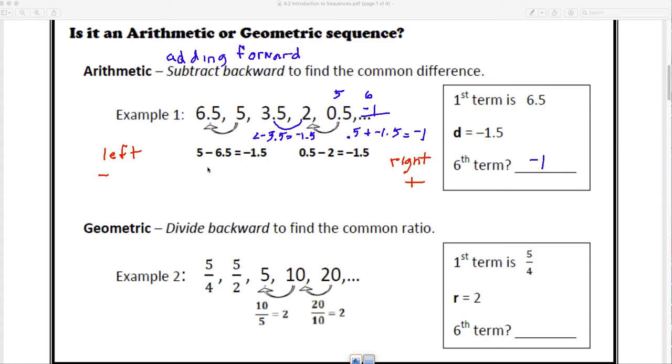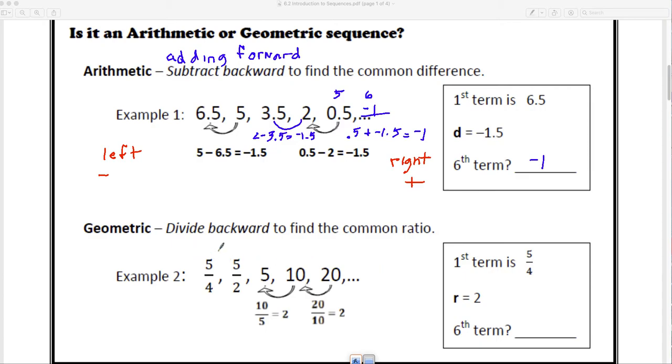All right, up here we subtracted forwards. The geometric one, we're going to divide backwards. Same idea. I'm going to take the term that's in front of it, and backwards means this term divided by that term. So 20 divided by 10 gives me a 2. 10 divided by 5 gives me a 2. The minute I get the same number twice, that confirms that this is a geometric sequence. So I have a common ratio of 2, and my first term is 5/4 right there.